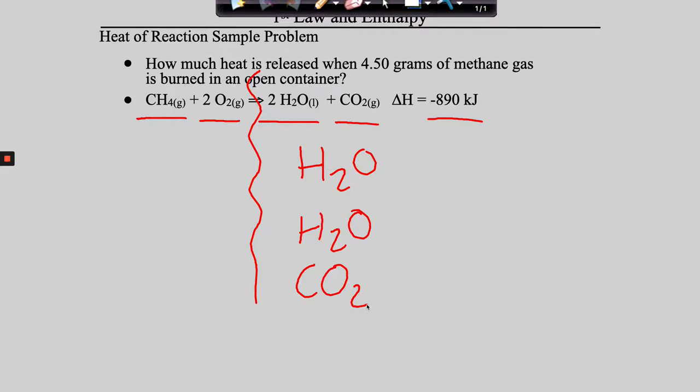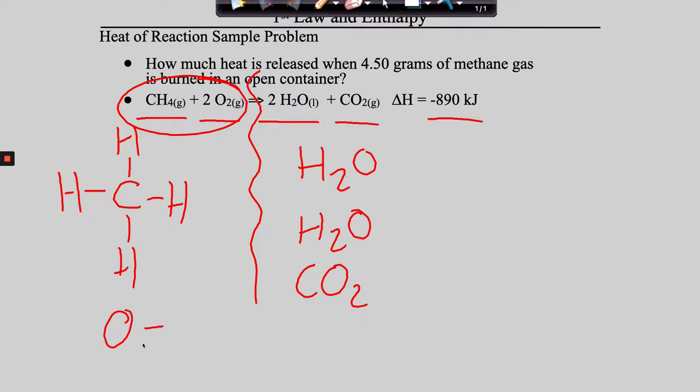Where does the other energy go? It goes into breaking these apart. So guys, the idea is this. In the same way that energy is released when the products form, energy has to be absorbed when the reactants break apart. Because in order for CH4 and O2 to reorganize to make water and carbon dioxide, all of these bonds have got to break. And when those bonds break, does energy go in or out? Energy goes in. So energy is absorbed when the reactants break apart.